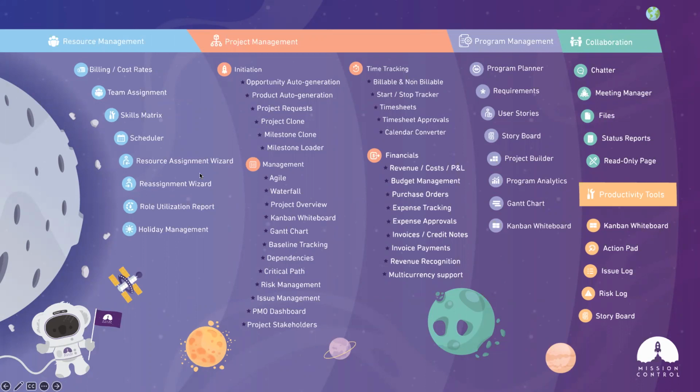Resource Assignment Wizard, we'll be covering that today. I'll show you how to assign more than one resource to an action within the project. Reassignment Wizard, you can do that on the role or the project level, and you can quickly reassign actions from your project as well. Role Utilization Report, that's one of those reports that I mentioned.